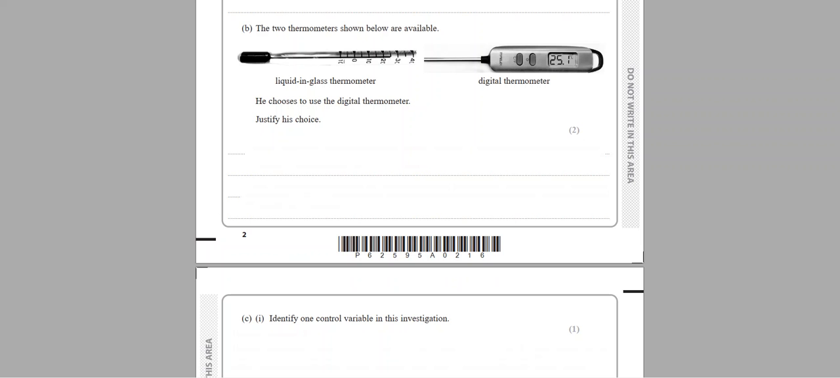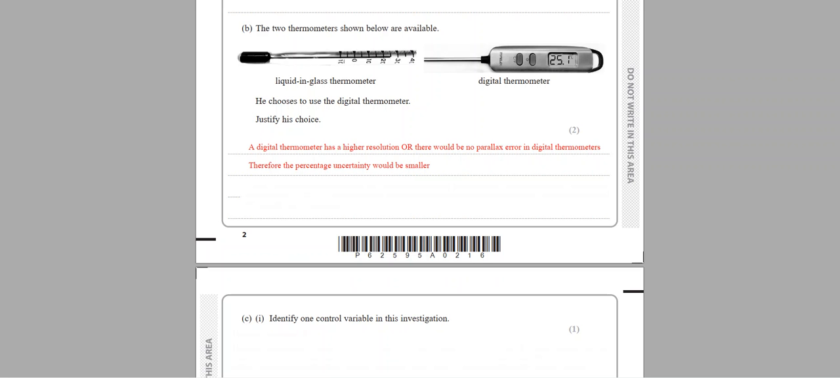The two thermometers shown below are available. One is an analog one, the other one is the digital version. He chooses to use the digital thermometer. Justify his choice. Okay, so you have to understand and remember something at all times, and that is, in any form of measurements and experiments, we always try to reduce the percentage uncertainty. So whenever you are asked to justify the choice of measuring instrument, always a follow-up point is to reduce the percentage uncertainty. So a digital thermometer has a higher resolution.